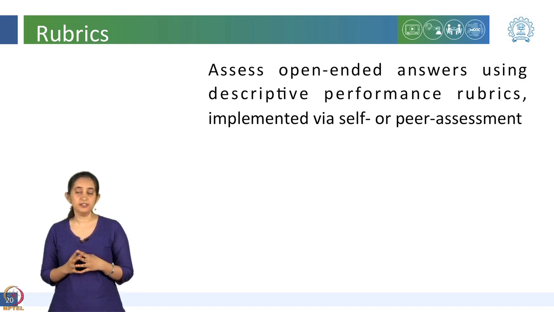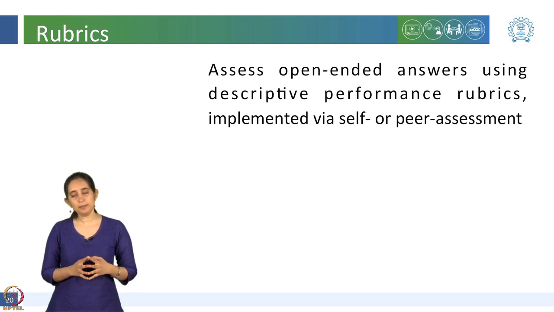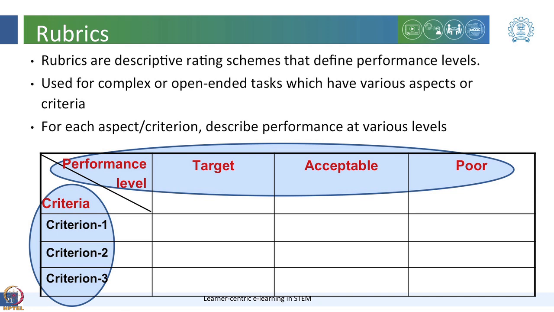One recommended solution here is to use descriptive performance rubrics implemented via peer review or self-assessment. Rubrics are descriptive rating schemes that define performance at various levels, that is, what actually constitutes the target performance, what constitutes some performance in between which is not the target but kind of not bad, and what constitutes poor performance. Rubrics are not numerical in nature, they're descriptive. They actually help the learner and the reader figure out using the words, the descriptions, where they are at that point. And rubrics are effective for complex tasks such as longer problems which have various aspects or criteria that need to be used to give feedback.